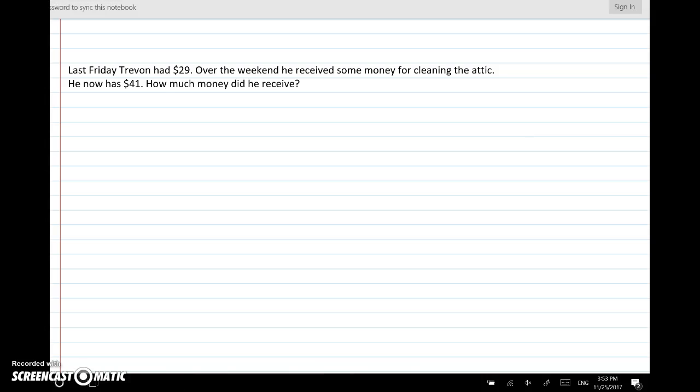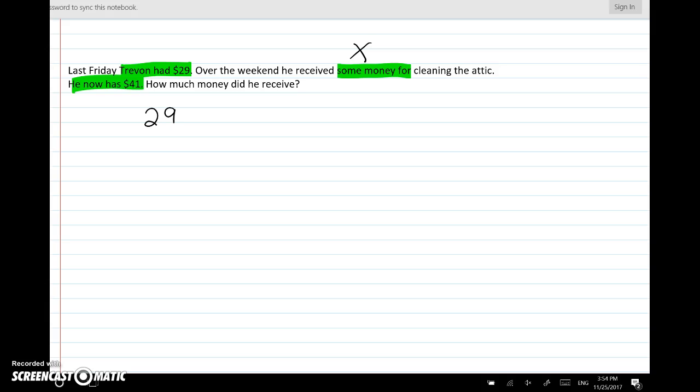Okay, last Friday, Trevon had $29. Go Trevon. Over the weekend, he received some money. Do we know how much money? No, we don't. That's going to be our X. We don't know how much money. Now, he has 41. So, he had 29. He got more. And now he has 41.